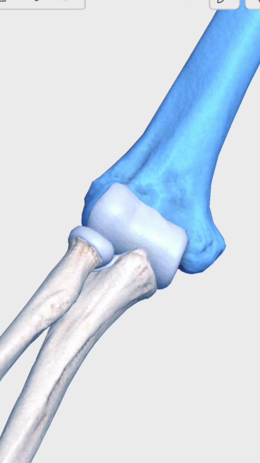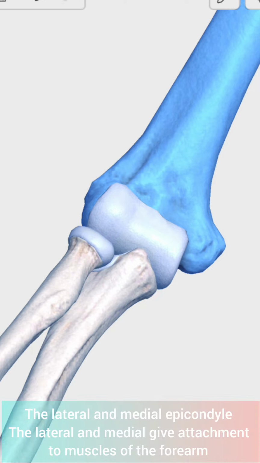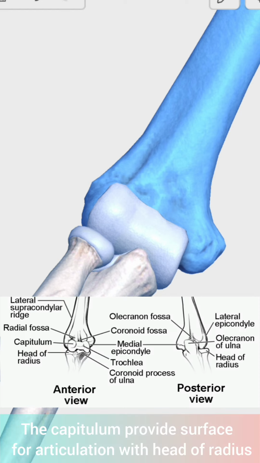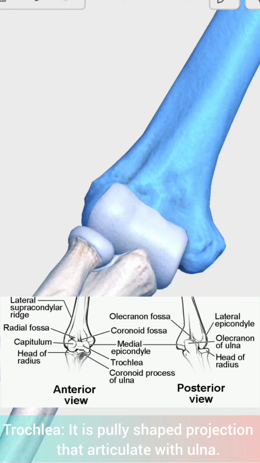Now we will talk about the lower end of the humerus. Basically, the lower end of the humerus consists of the lateral and medial epicondyles. The lateral and medial epicondyles give attachment to the muscles of the forearm. Capitulum. The capitulum provides the surface for articulation with the head of the radius. Trochlea. It is a pulley-shaped projection that articulates with the ulna.